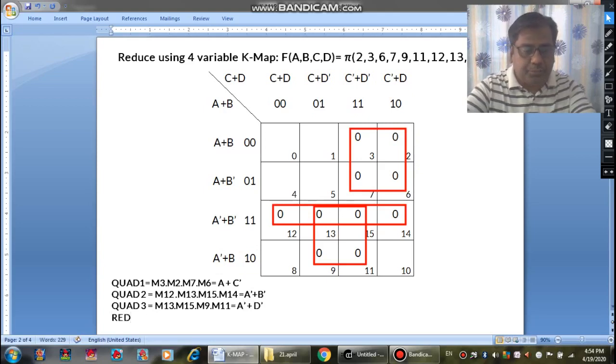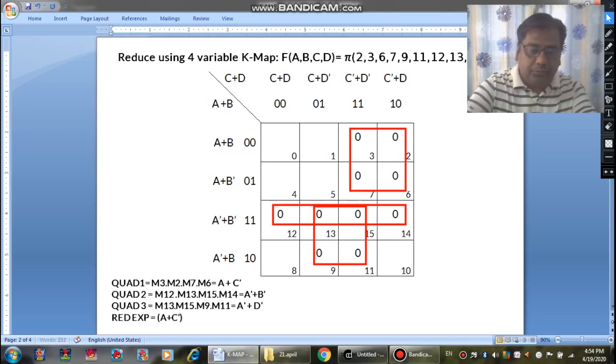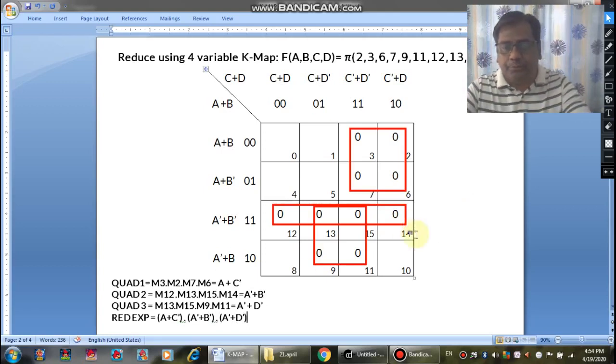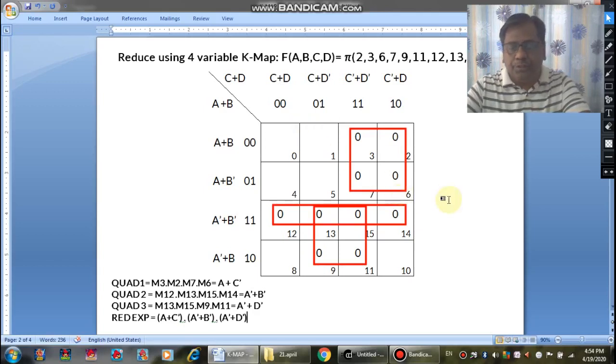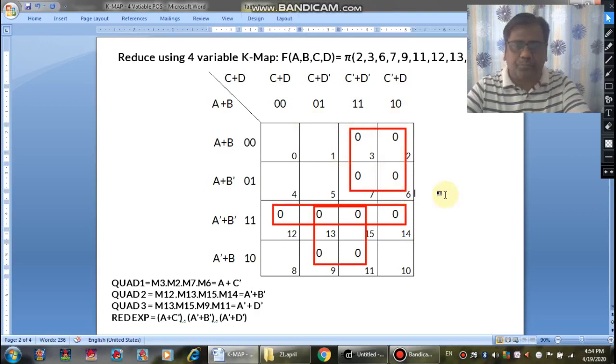Therefore the reduced expression for the K-map will be, within the bracket, A plus C complement, the bracket close, dot, A complement plus B complement, the bracket close, dot, A complement plus D complement, the bracket close. This is how you are going to solve your 4 variable POS K-map. And now you have to draw the logic circuit diagram the way we have discussed in the previous question. Now we will move to the next question, again related to the POS expression.